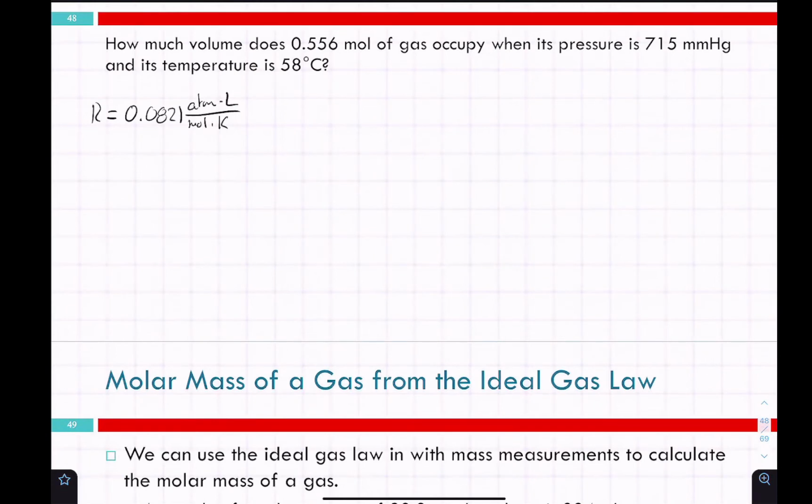Alrighty. So we are going to be using PV equals nRT. Our pressure, what's the pressure? 715, but it's in millimeters of mercury. So how do we convert from 715 millimeters of mercury to atmospheres? Because everything needs to be in atmospheres.